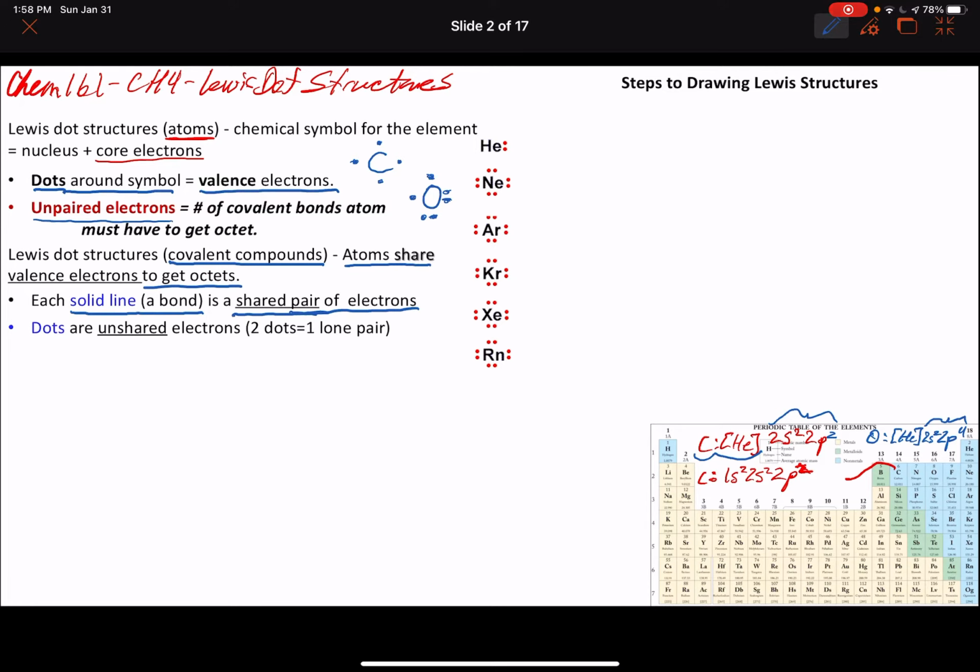Dots will also be found in these structures, and dots will represent unshared electrons. And we'll see if there's two dots like we have here already up in oxygen, we'll call that a lone pair.